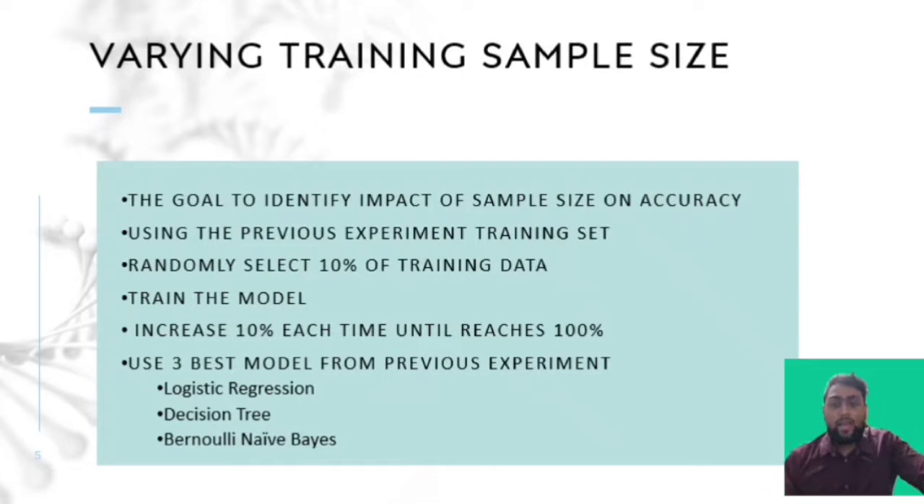For this, we use the training data set from the previous experiment and randomly select 10% of the training data set, and then train the model. I will train with 10%, 20%, and so on until it reaches 100%, using the best three models from the previous experiment, that is logistic regression, decision tree and Bernoulli naive Bayes.